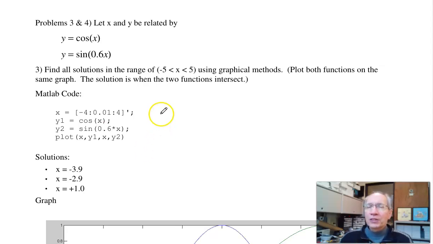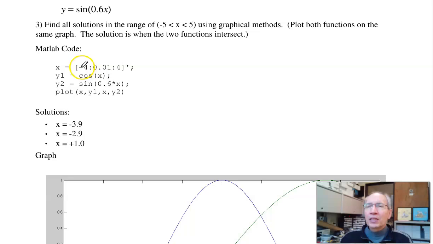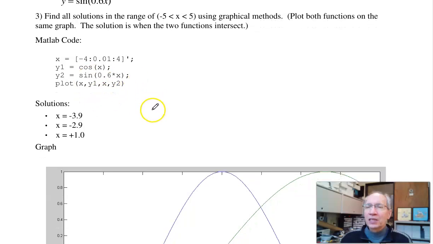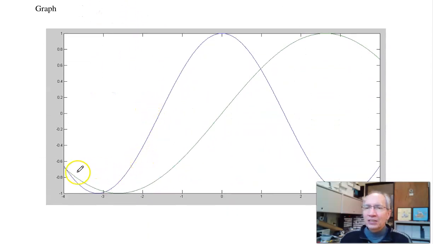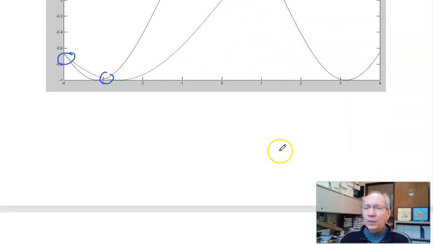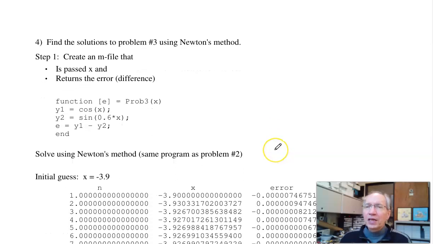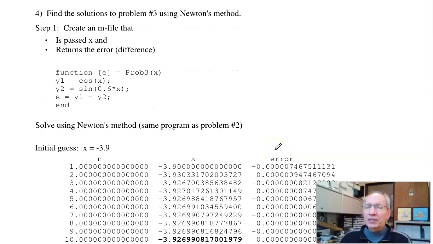One way to find the solution is graphical methods. I'm going to guess x is between -4 and +4. y1 is cosine x, y2 is sine 0.6 times x. Plot the two together, and I can see here's one solution, a second solution, a third solution. Using Newton's method, I can find those to lots and lots of decimal places.